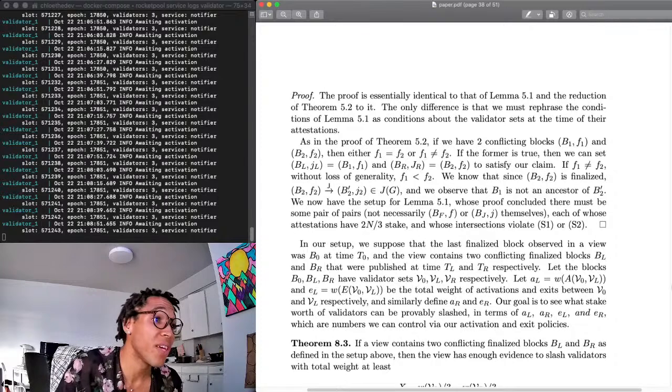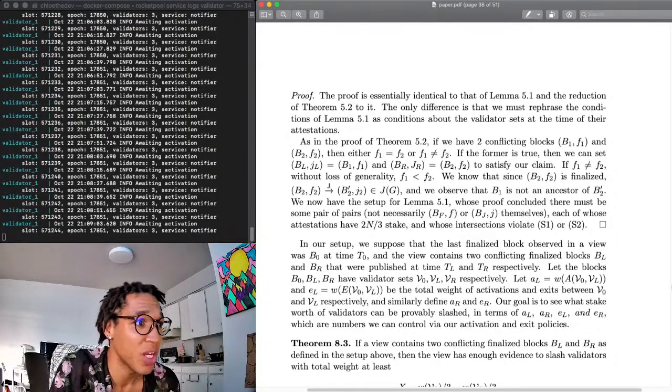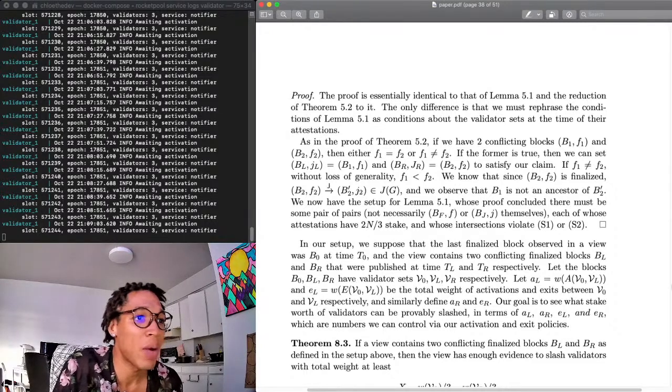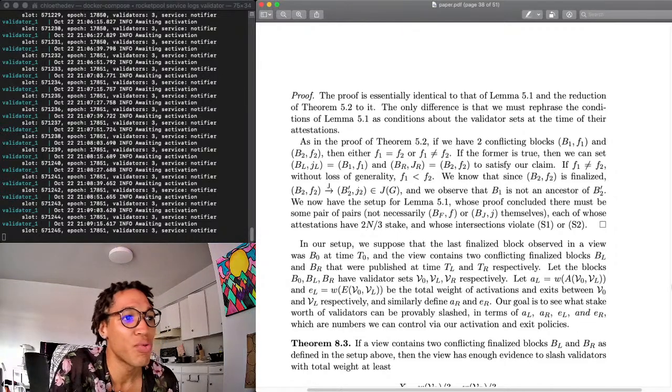The proof is essentially identical to that of lemma 1.5 and their reduction to theorem 5.2 to it. The only difference is that we must rephrase the conditions of lemma 5.1 as conditions about the validator sets at the block at the time of their attestations. As in the proof of theorem 5.2, if we have two conflicting blocks, which is not allowed to happen, you've got to figure out which one's the truth.